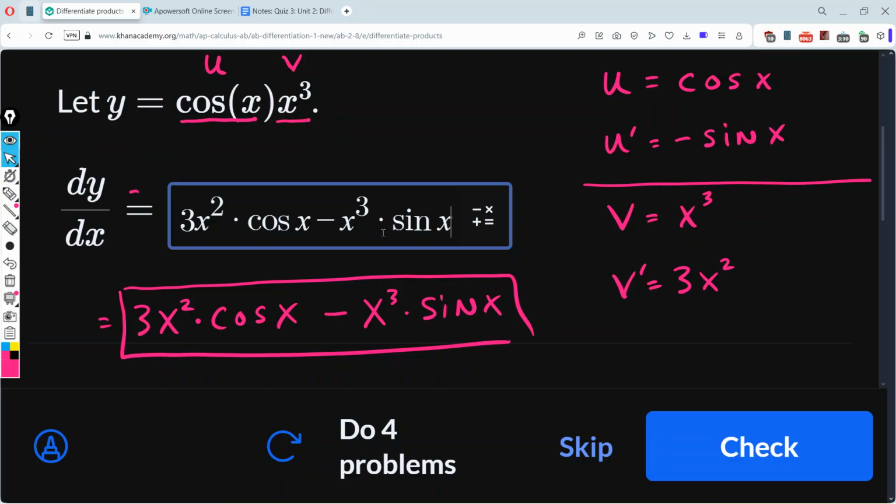In order to get that dot for times, you can use this menu here, or you can hit Shift 8 for the little asterisk, and it will give you the dot. But you really don't even need it. Okay, if there is nothing in between the 3x squared and the cosine of x, it's automatically multiplication.